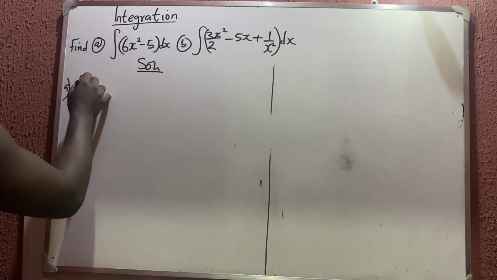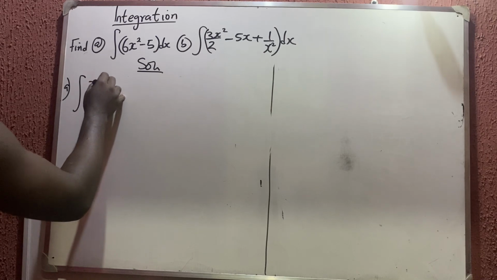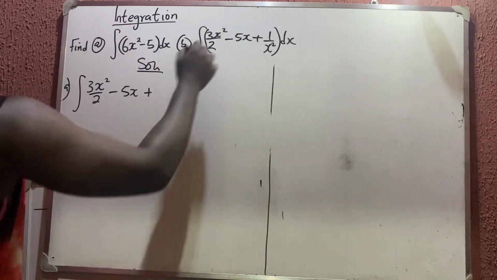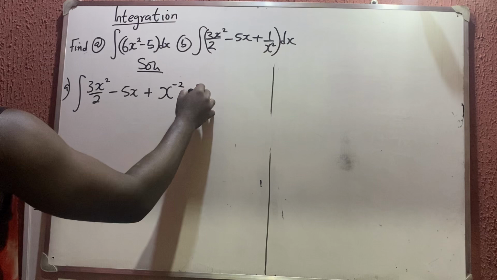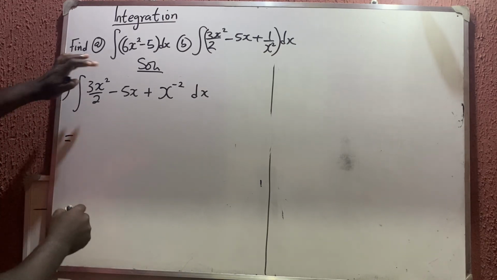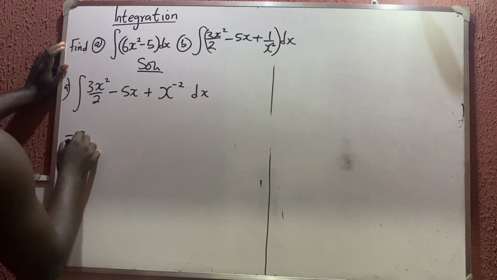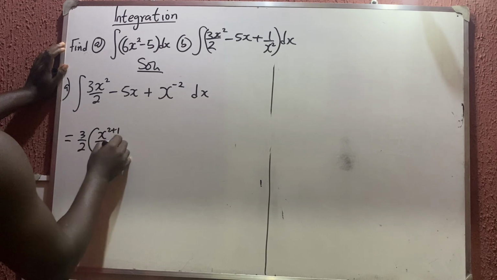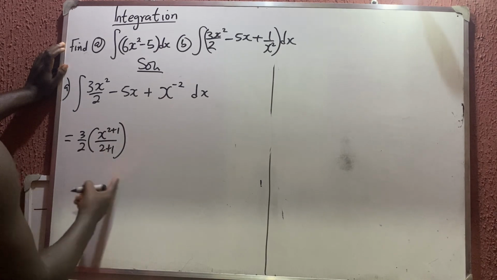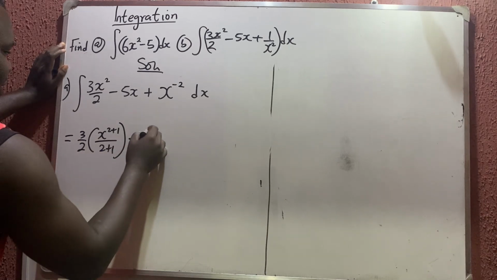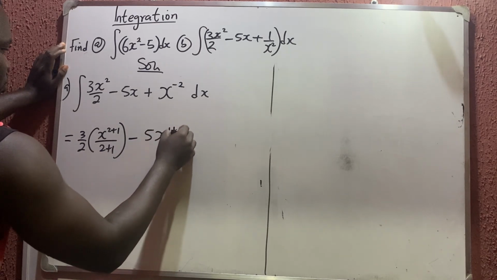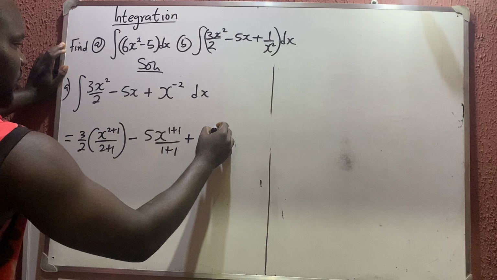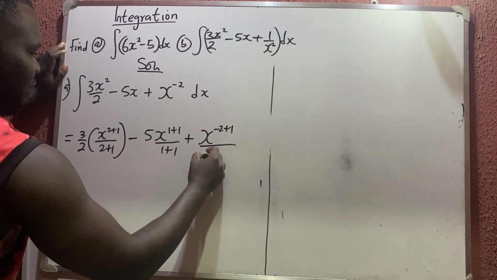Integration is simply add 1 to the power, divide by the new power. So we have 5x, then plus, according to indices, this one could be written as x raised to power minus 2, dx. So let us continue our method. Add 1 to the power, divide by the new power. So I have 3 over 2 staying here, then in bracket x raised to power 2 plus 1 all over that same 2 plus 1. Add 1 to the power, divide by the new power. So I'm going to have minus 5x into 1 plus 1 all over 1 plus 1. Then plus x raised to power minus 2 plus 1 all over minus 2 plus 1.